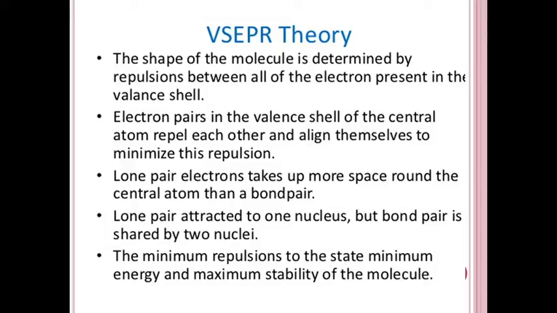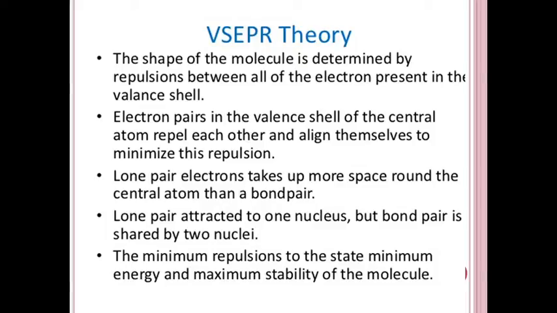And in today's class we are going to continue with the valence shell electron pair repulsion theory. That theory is called VSEPR theory. I am repeating it again: valence shell electron pair repulsion theory. So what is the significance of this theory?